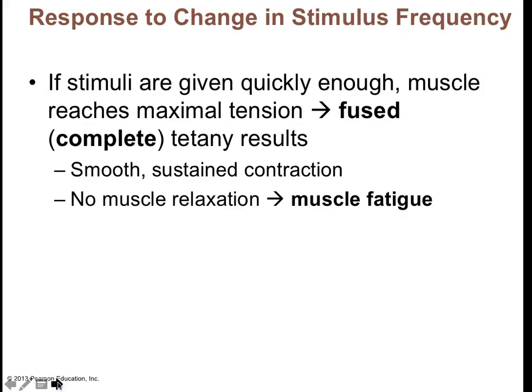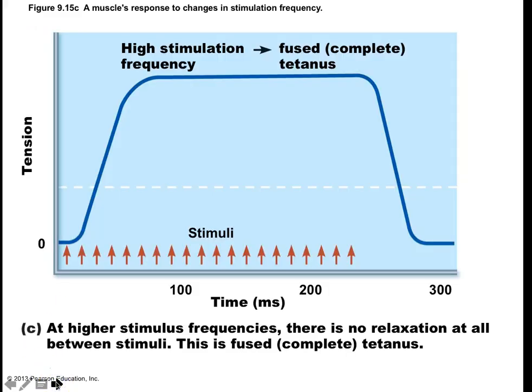All right. If you increase frequency enough, you can get the maximal contraction or muscle tension of that muscle, and it's called fused or complete tetanus or tetany. That can happen for a while, and then you're going to run out of ATP, and the muscle is going to fatigue and relax. So in the next slide, you have a graph that is showing this.